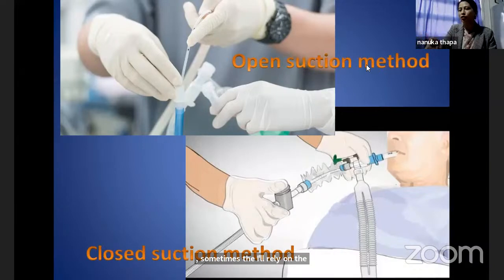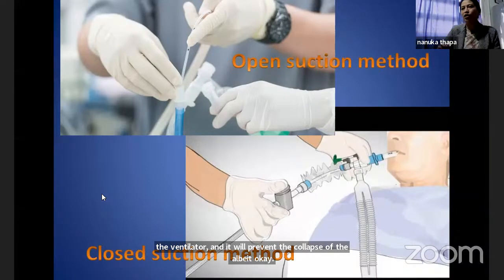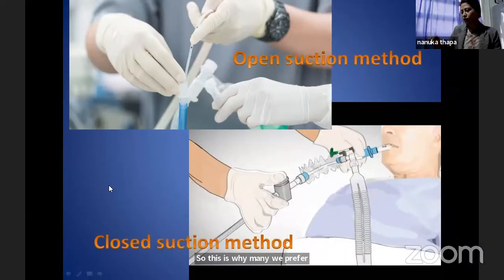But in case of a closed suction, whenever you do suctioning, you don't need to take out the ventilator circuit. Because of that, the patient will get the required amount of oxygen, the required tidal volume, the pressure support from the ventilator, and it will prevent the collapse of the alveoli, okay? So this is why mainly we prefer closed suction over open suction, okay? We'll show you the closed suction later on.